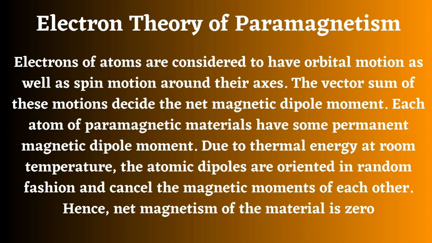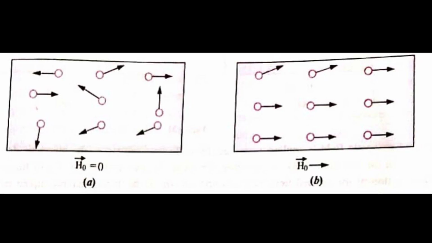Each atom of a paramagnetic material has some permanent magnetic dipole moment. Part A of this picture represents the condition when the net magnetism of the material is zero and the dipoles are oriented in a random fashion.